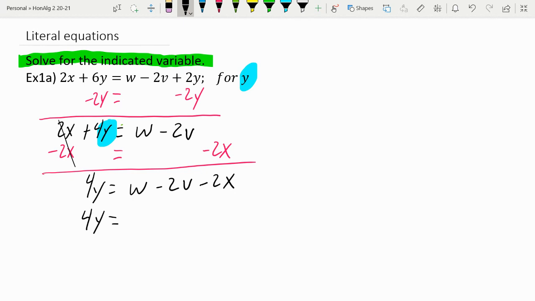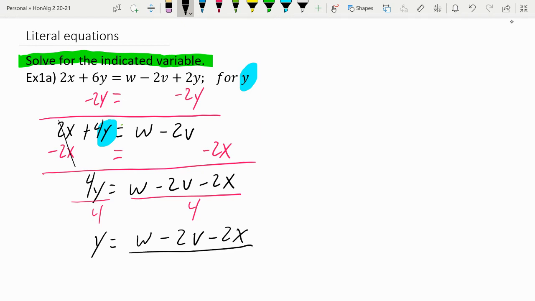So what was I doing? I got all distracted here. Sorry, guys. So now I need to get y by itself. I'm so worried about putting stuff in alphabetical order like you're supposed to. Screw that. We'll just leave it as is. And then I want to divide everything by 4, because I need to get y by itself. So y is equal to w minus 2v minus 2x all over 4.